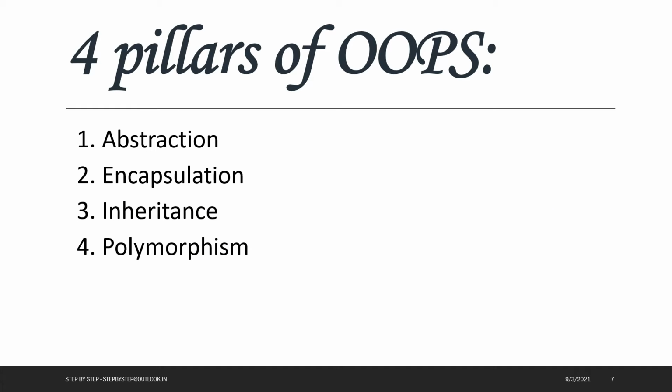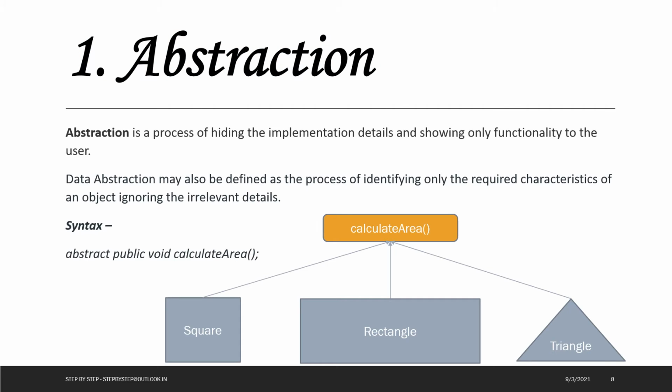Then there are four pillars of OOPS. Those are nothing but abstraction, encapsulation, inheritance, and polymorphism. So to start with the first pillar of OOPS, that is nothing but abstraction. So what is abstraction? Abstraction is a process of hiding the implementation details and showing only functionality to the user. So as part of abstraction, we don't show the internal implementation of the methods or class to the user. We only show the functionality. So that's how abstraction will help to hide the implementation.